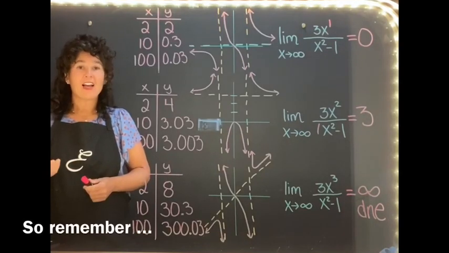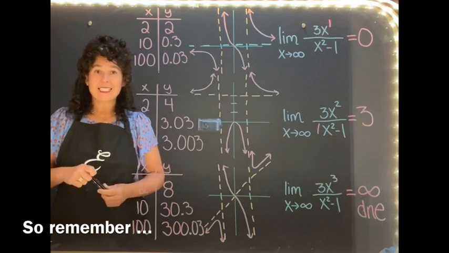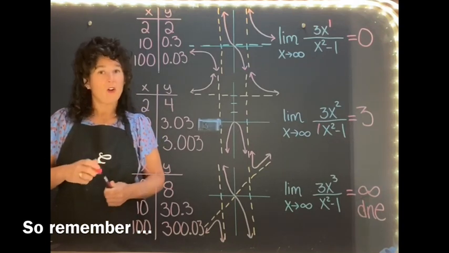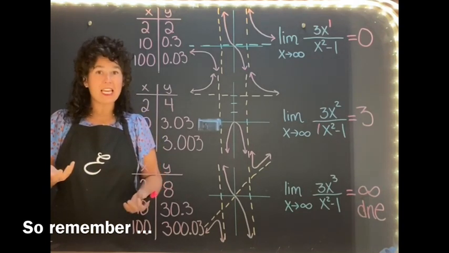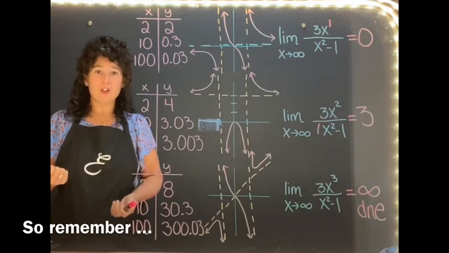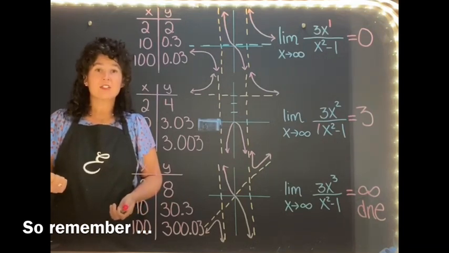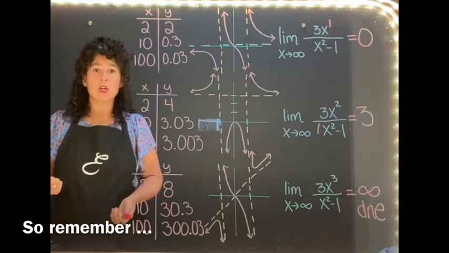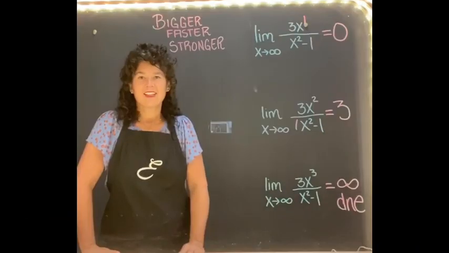If you want to find the answer to the limit as x approaches infinity or x approaches negative infinity of a rational function, the answer is always going to equal the location of the asymptote.